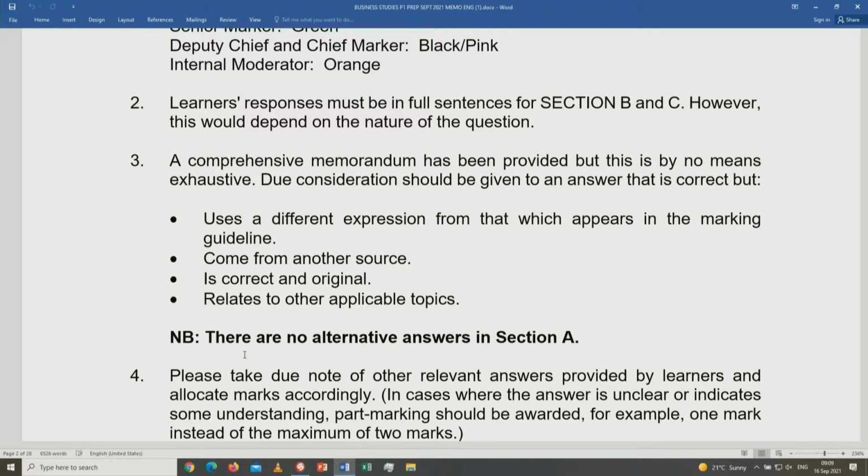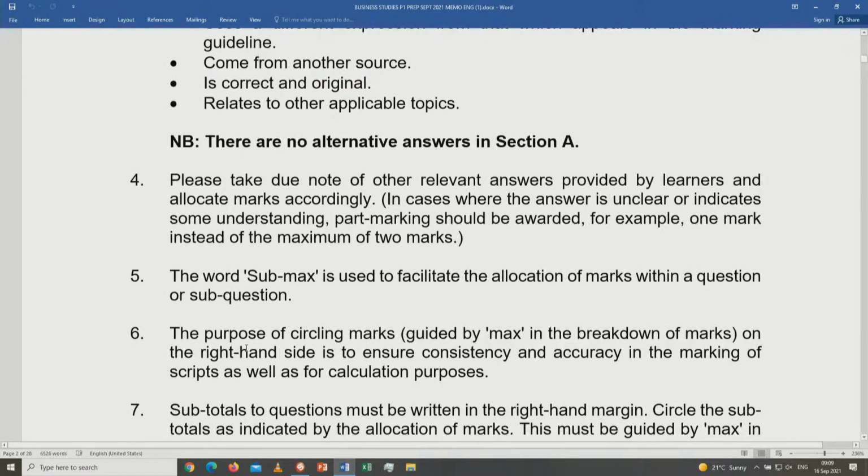And it's important to note that in section A, there is no alternative answer. So in section A, there is no one or two answers. It's only one answer that is correct. So there are no alternative answers in section A. Please take due note of other relevant answers provided by learners and allocate marks accordingly. In cases where the answer is unclear or indicates some understanding, part marking should be awarded. For example, 1 mark instead of the maximum of 2 marks.